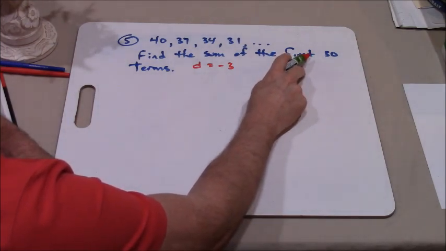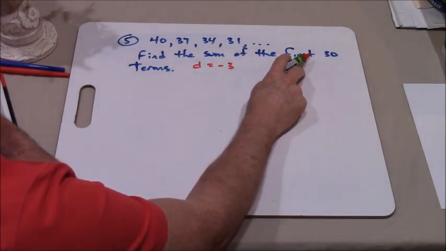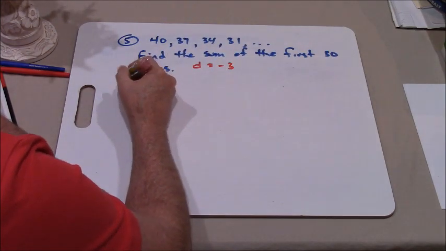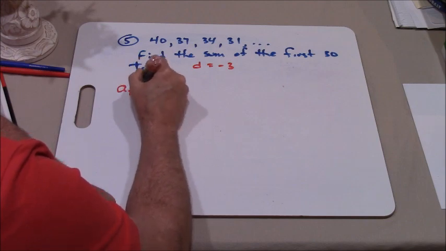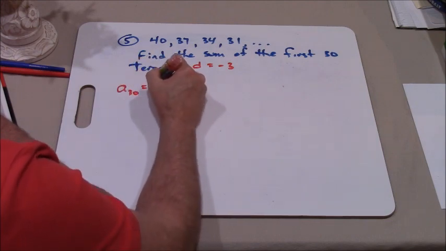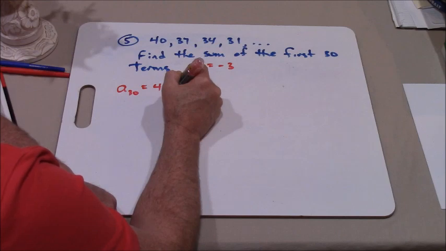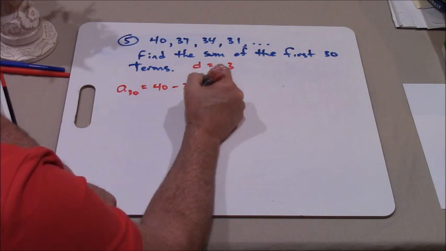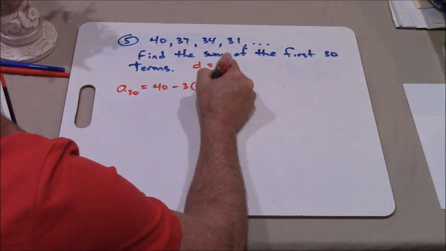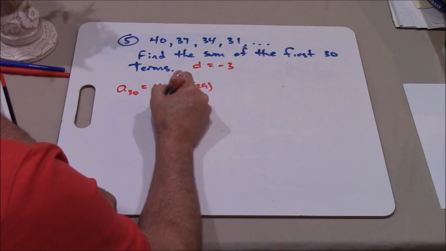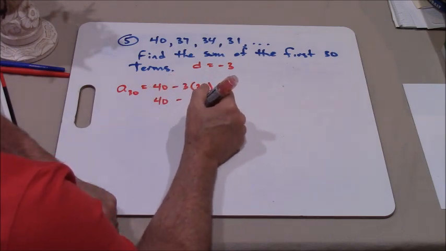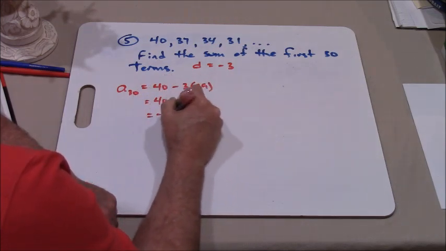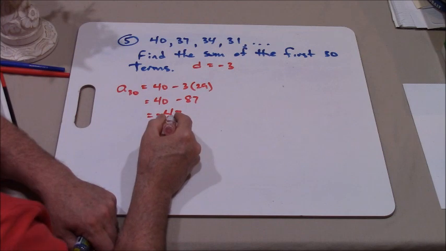So we're trying to add the first 30 terms. First I want to figure out what that 30th term is, the last term. So A sub 30 is going to equal the first term, which is 40, plus D, except my D value is negative, so minus 3, times 1 less. And so what I get is 40 minus, what is that, 87? And if I subtract those, I get a negative 47. So that's my last term.